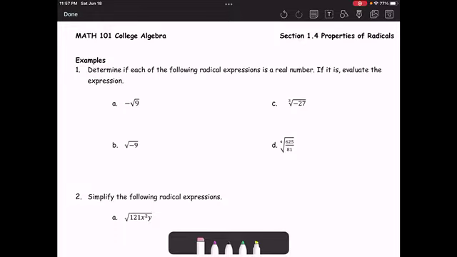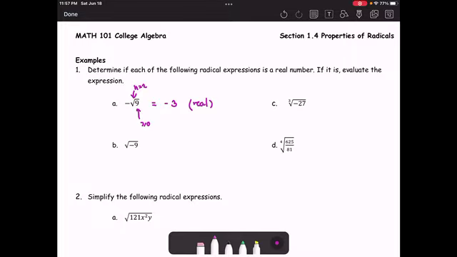In part A, we have the number negative square root 9. Square root 9, the index is 2. The radicand is greater than or equal to 0. So then we can determine the value as negative 3, which is a real number.